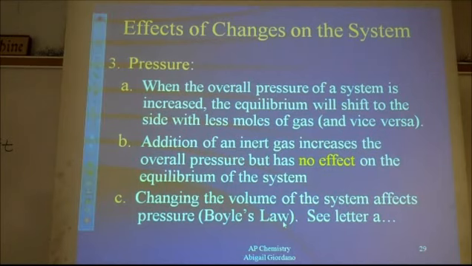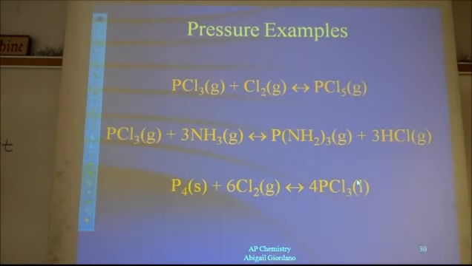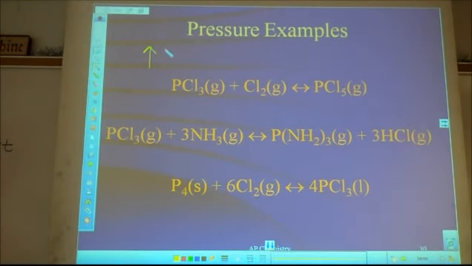The third way to mess with the system, we've got changing the concentration, changing the temperature, changing the pressure is the third. And I want to jump right to some examples. All right, let's say I'm going to increase the pressure in the room. Listen very carefully to how I say this. If you increase pressure, a reaction will shift to the side with fewer moles of gas.